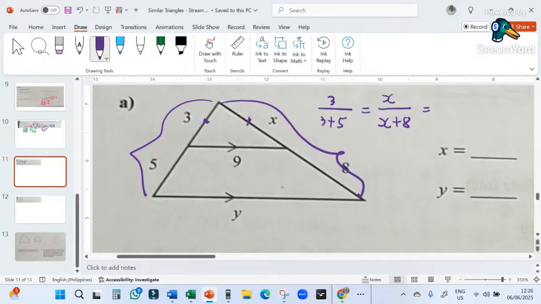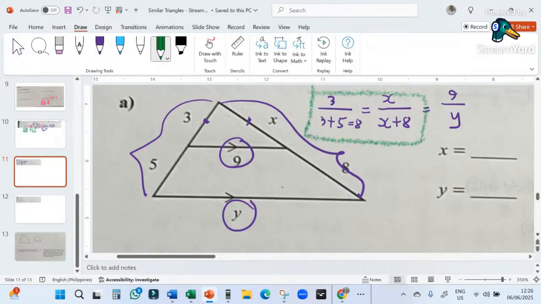And then what more? Of course, there are three sides of a triangle. So you have the left, you have the right, and the bottom one. The bottom one is 9 and y. So 9 over y. Now, the 3 over 3 plus 5 is actually 8. Okay? This is 3 over 3 plus 5, which is actually 3 over 8.